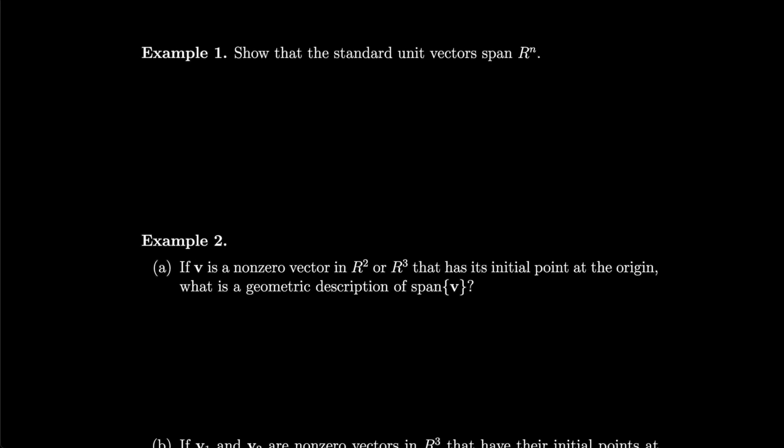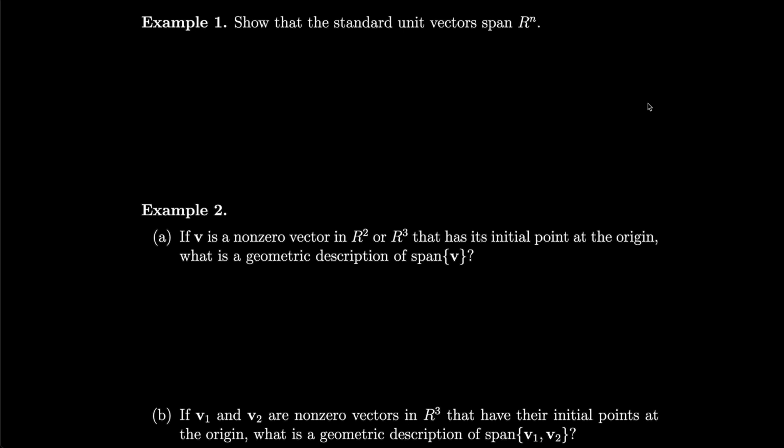As an example, how about we show that the standard unit vectors span Rn? So what we'll do is we'll write out our standard unit vectors. e1, which remember is 1, 0, 0, and so on, and e2 is 0, 1, 0, 0, and so on, and en is just 0, 0, 0, and the last entry is 1.